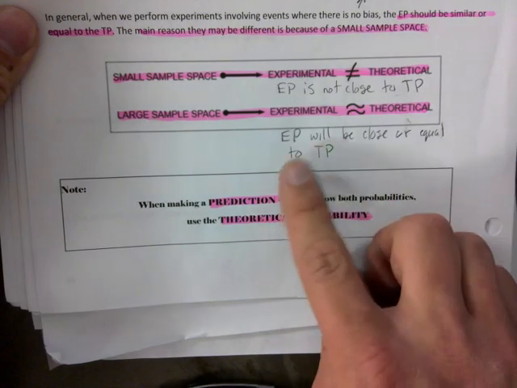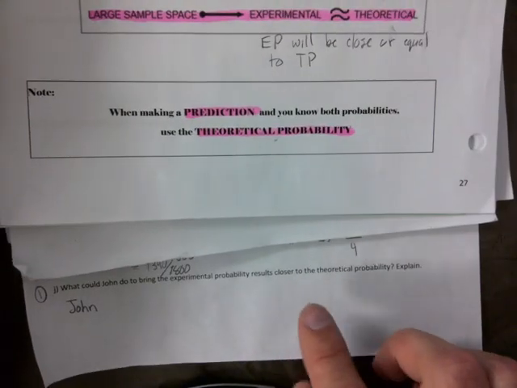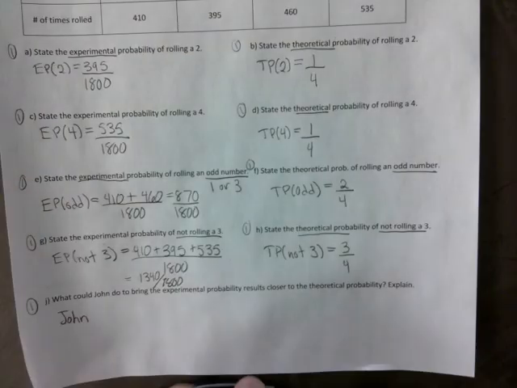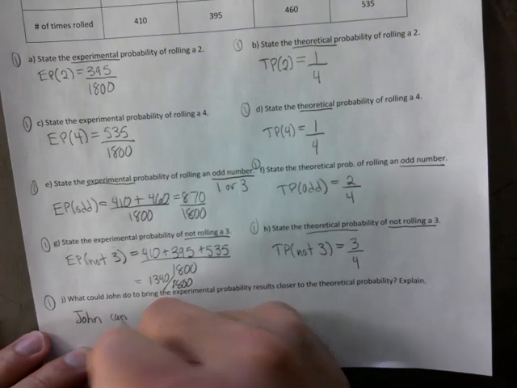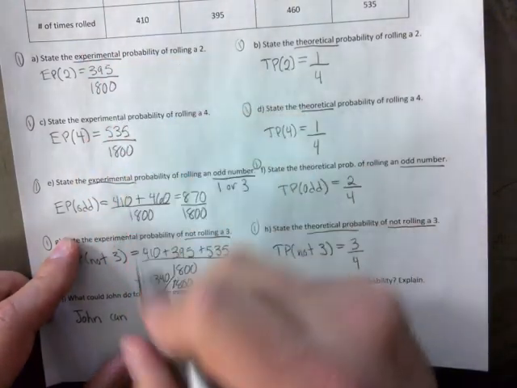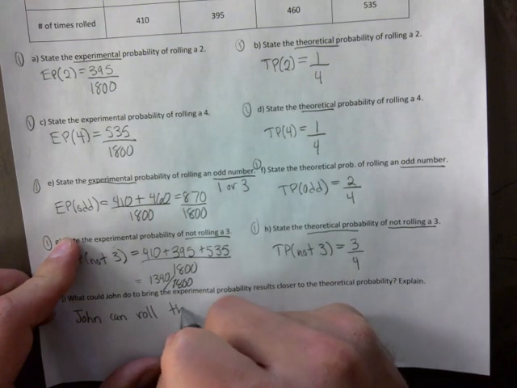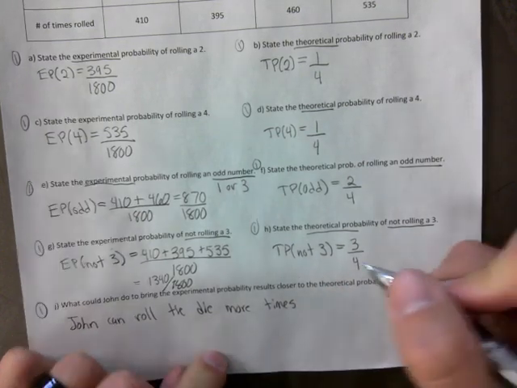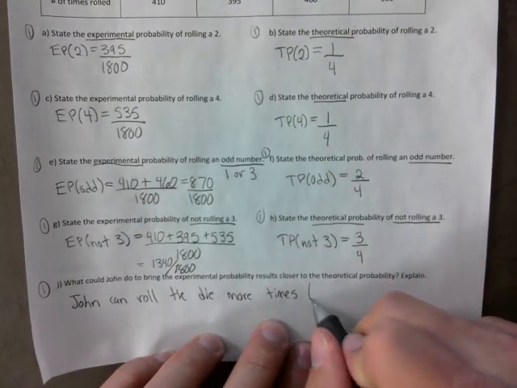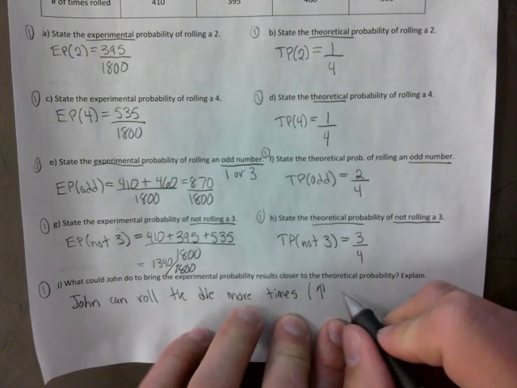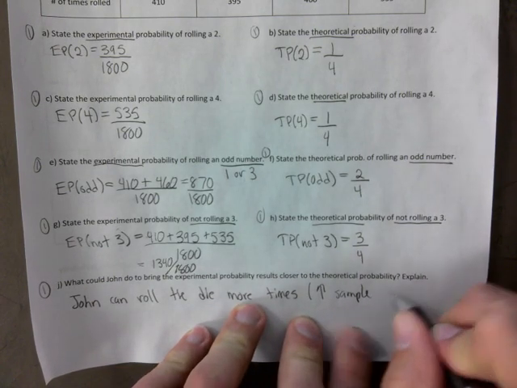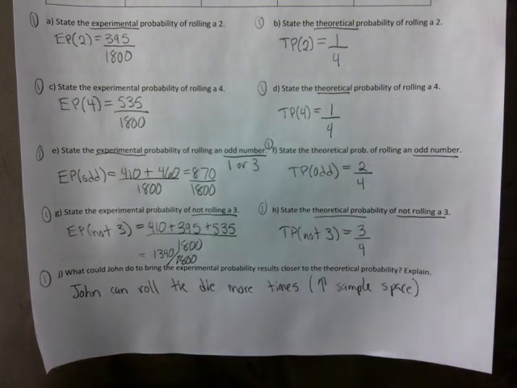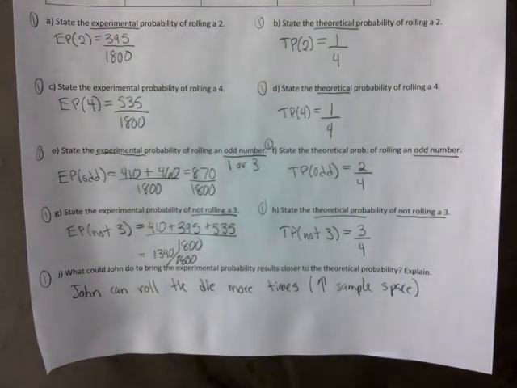So how is it worded? As experimental results get closer to the theoretical results, what can he do? So John can roll the die more times. Or in other words, he can increase his sample space, increasing the size of his sample.